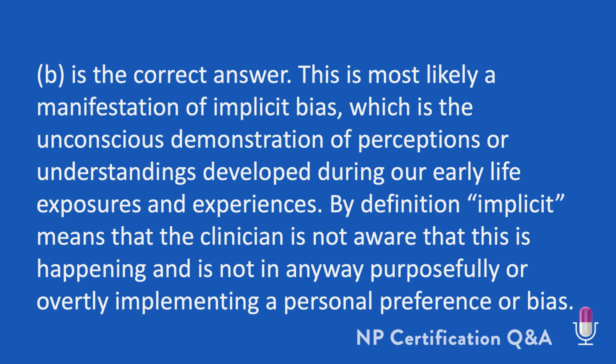Now, could it be an overt implementation of her value system? Again, maybe. We hope not, but could it be? Sure. There are 200,000 NPs in the country. Chances are one or two of them don't have the greatest ethical standard. Could it be a conscious disregard for alternative lifestyles? Again, we hope not. Could it be? I wouldn't say it couldn't, but it's not likely. And we can eliminate A. We know that this is not an appropriate approach to collecting social history.